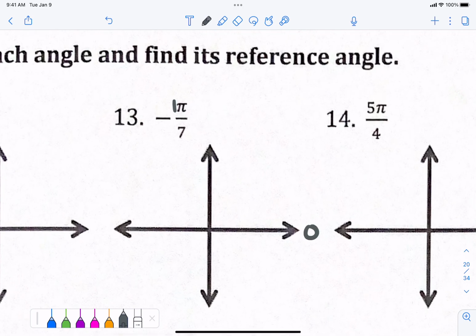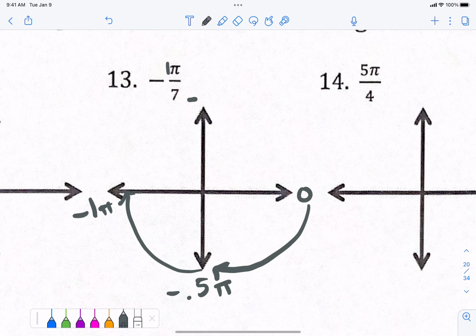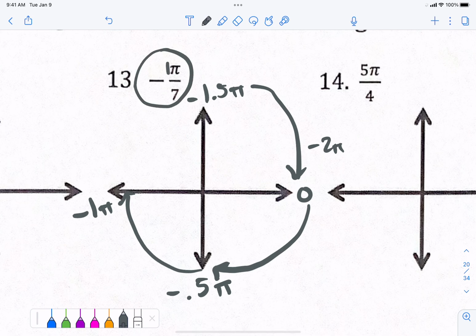Here's where 0 lives. This guy down here, if we're going down first, because that's negative, this would be negative 0.5 pi, right? This would be negative 1 pi if we continue going up. This would be negative 1.5 pi, and then this right here would be negative 2 pi. Got it? Where does negative 1 pi over 7 live? In the fourth quadrant, okay? So right here, if we make this into a triangle, from here to here is negative pi over 7.